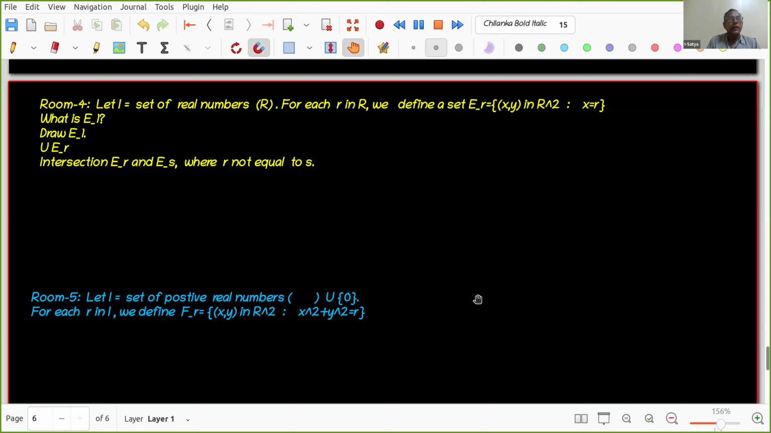Okay. Room number 5, the set of all positive real numbers union 0 also. My indexing set is positive real numbers and 0. For each positive real number and 0, I am constructing a set F_R, defined as x squared plus y squared equals R. For example, if I take 3, a positive real number, what is F3? F3 is all ordered pairs such that x squared plus y squared equals 3. What is it geometrically? Draw that.